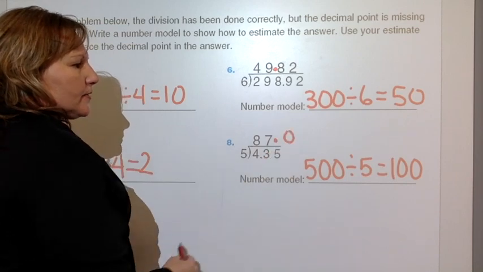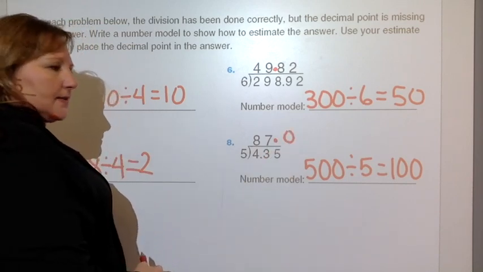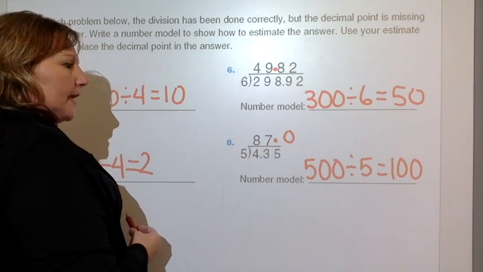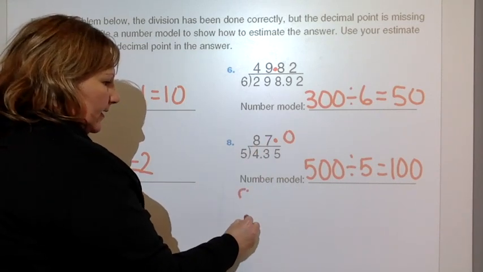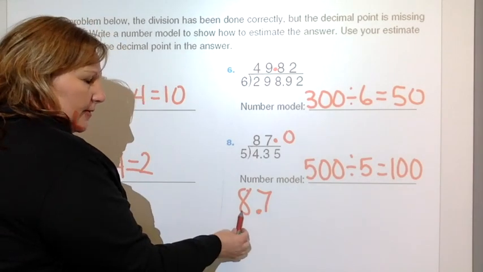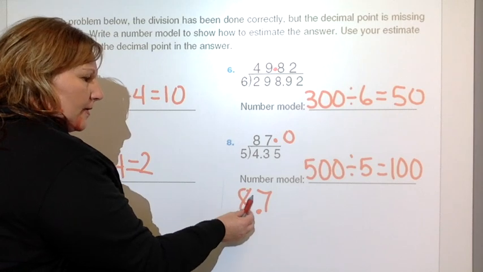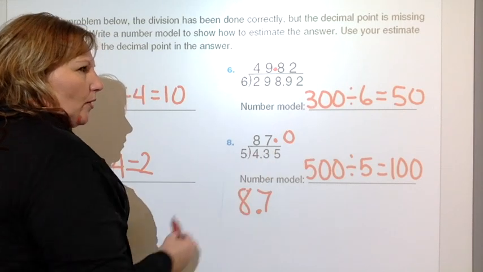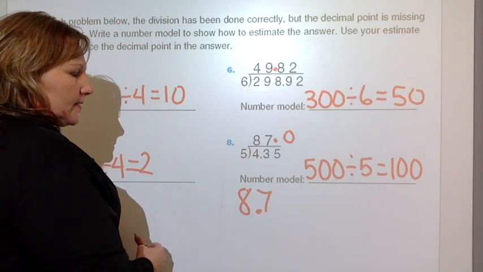Because I can add a 0 to that. Does that make sense? That totally makes sense. That's close to 100. 87 is close to 100. Let's just, for fun, put it right here. That doesn't make any sense because that would be 8 and 7/10. That would mean you only have 8 whole things. This means you have 87 whole and 7/10.